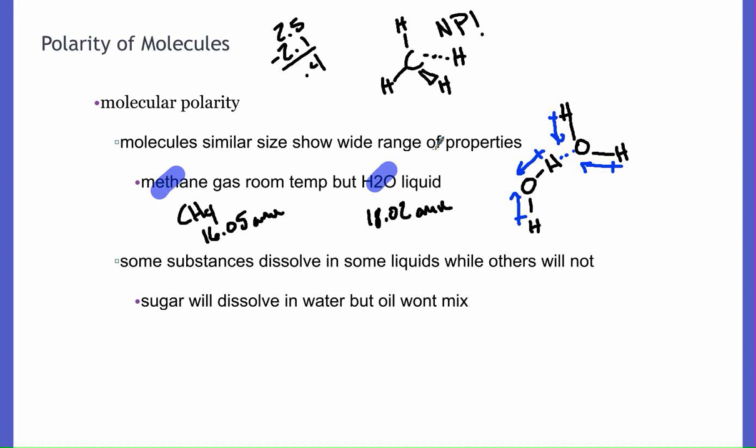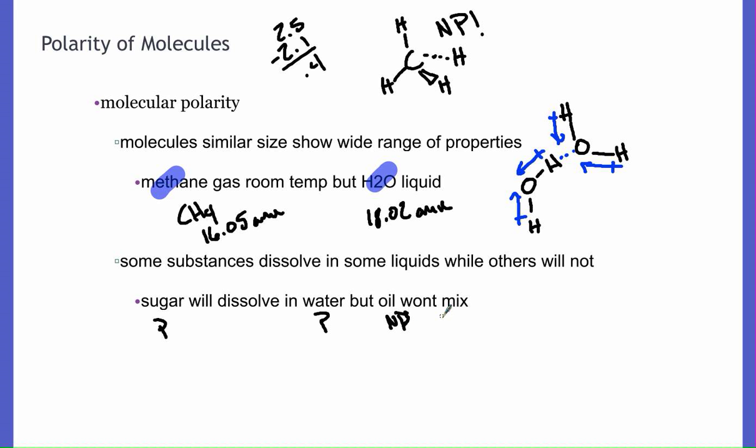Otherwise, aside from just their physical state, water being a liquid and methane being a gas, you can have other situations. Sugar dissolves in water because both sugar and water are polar substances. But oil, any kind of oil that you're talking about, whether it's oil in an engine or cooking oil, is very nonpolar. So it doesn't mix with those polar things.